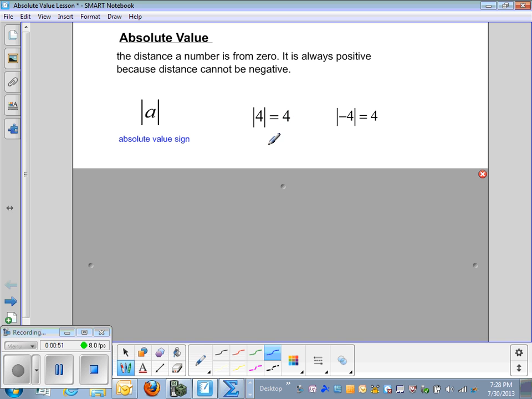Here we have the absolute value of 4 equal to 4, because 4 is 4 units from 0. The absolute value of negative 4 is positive 4, because negative 4 is also 4 units from 0.